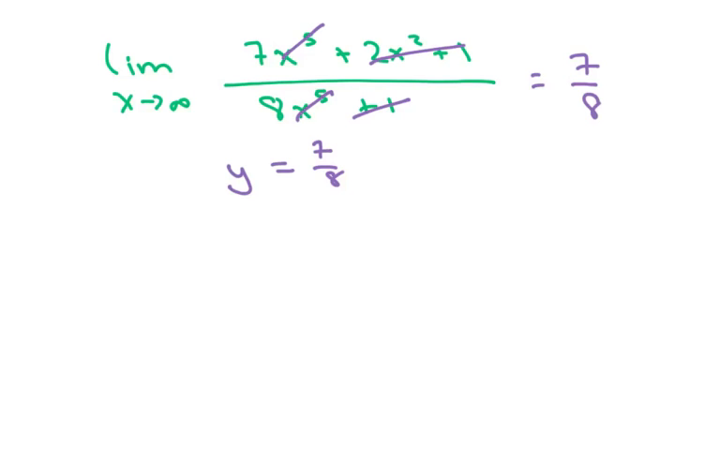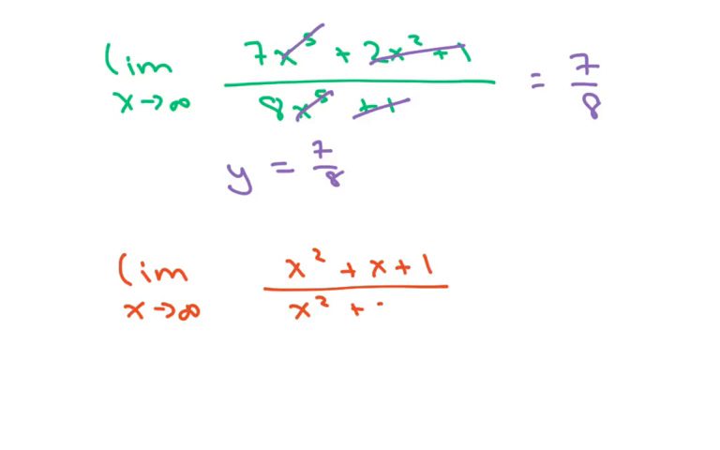And don't forget the simple one. You have the limit as x approaches infinity, say of x squared plus x plus 1 over x squared plus x minus 1, and you put this in, everything's going to cancel out basically, and it's going to equal 1. So our horizontal asymptote would be y equals 1.